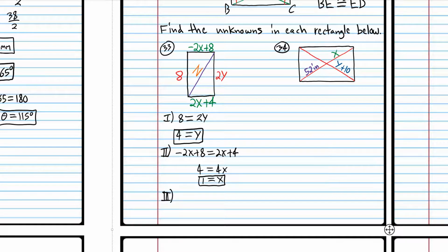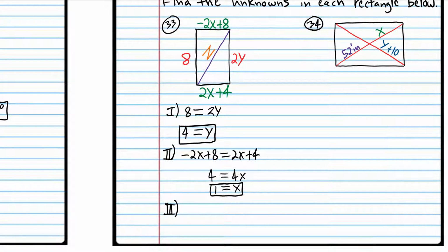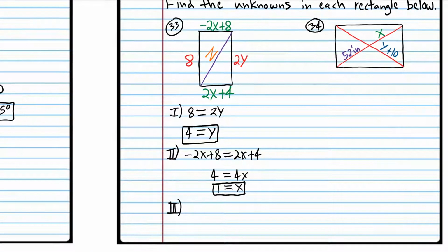So first we have to find the sides. We know that this side is 8, but we haven't found the other side yet, so we have to plug in 1 for x. So we get negative 2 times 1 plus 8, which is equal to 6. So this side is 6. It's not exactly proportional, but who really cares?